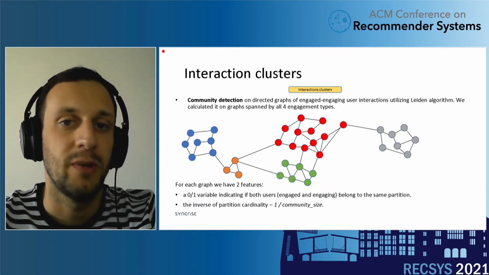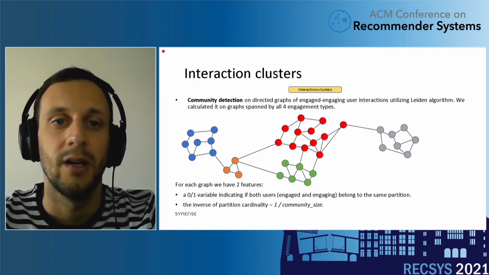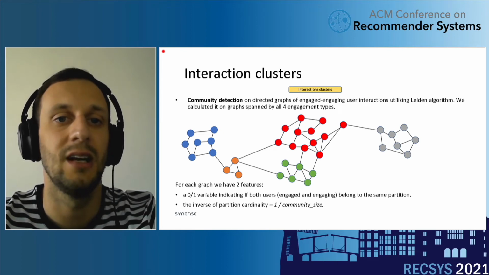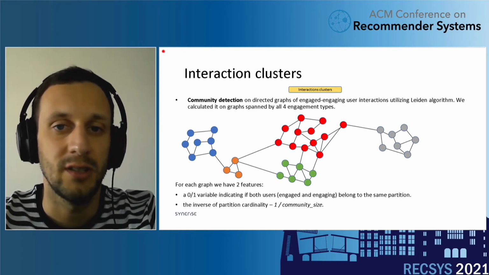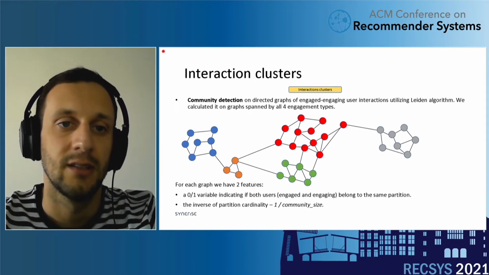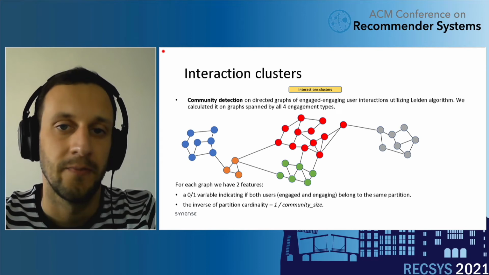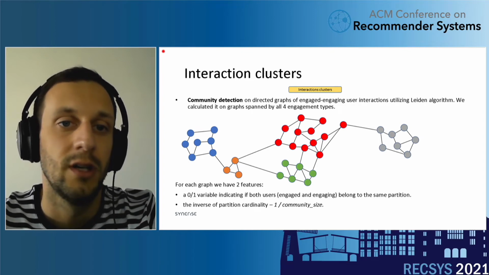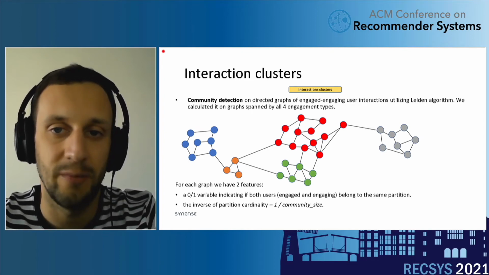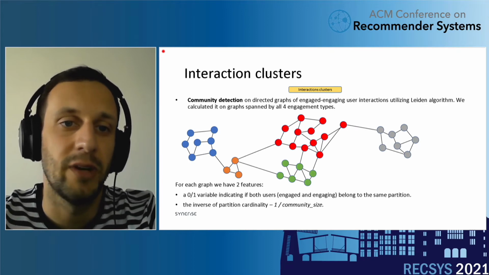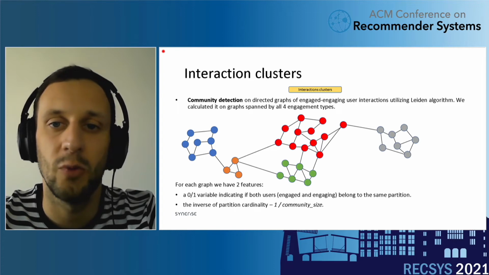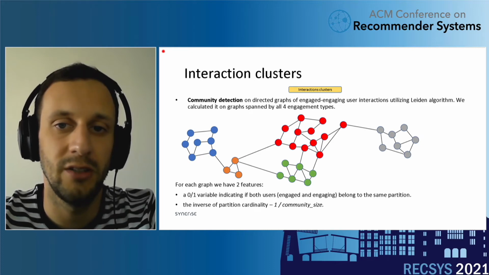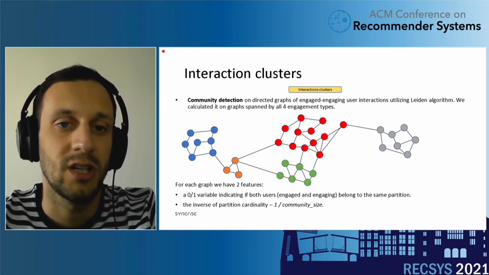We also calculate features based on interaction clusters. We perform community detection on directed graphs of engaged and engaging user interactions utilizing the Leiden algorithm. We detect communities with default settings on 4 graphs spanned by all 4 engagement types. For each graph, we have 2 additional features: a 0-1 variable indicating if both users belong to the same partition, and the inverse of partition cardinality, which is the inverse of community size. This allows us to capture potentially complex communities of mutual interaction between users, with large communities having a lower interaction strength.